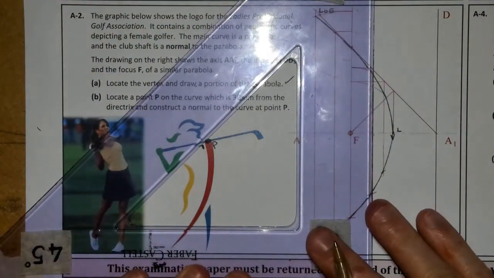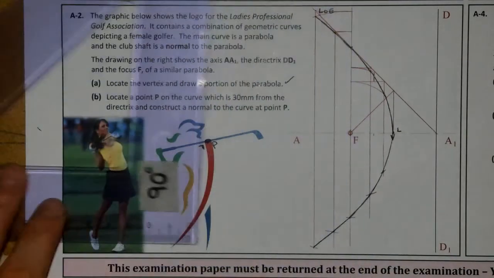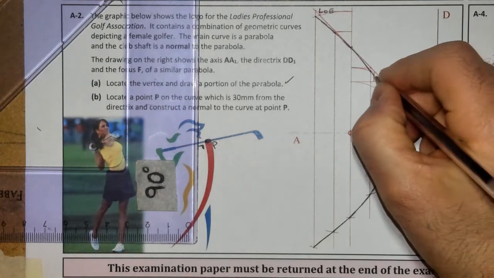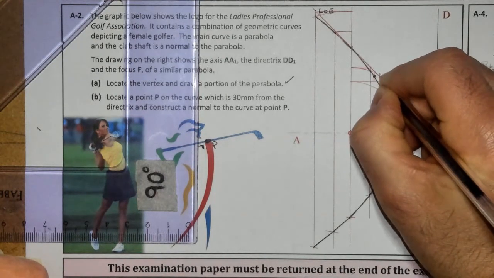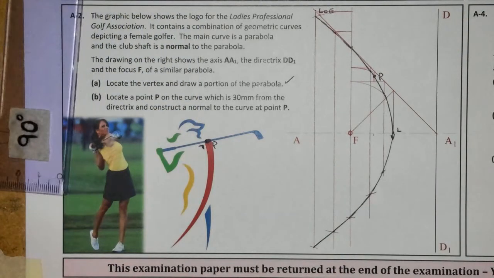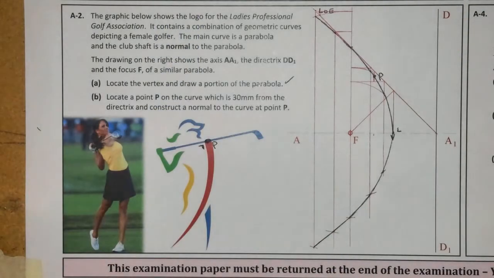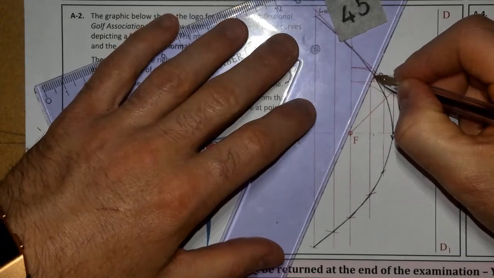Where that is there, I'm going to mark up right there. And at that point there, I've now located point P. Okay. Now there is a couple of ways you could go about this. I could start off by getting a tangent.